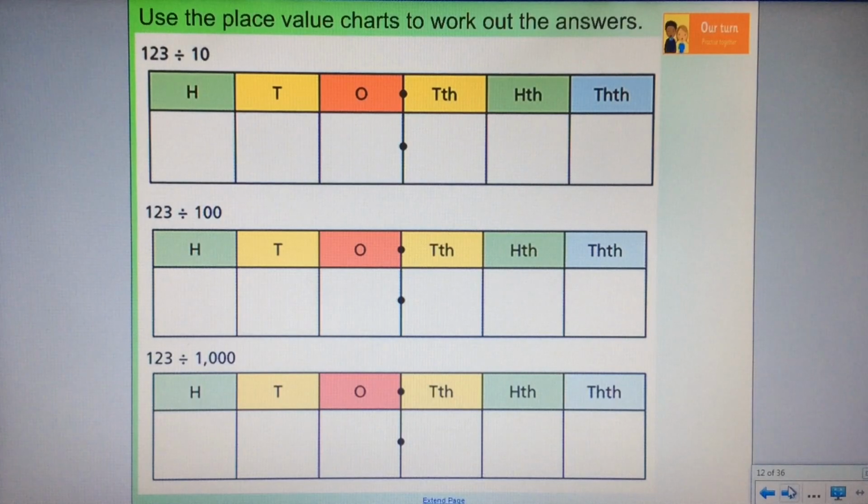Okay, let's have a go at using some place value charts together to work out the answers. So you've got 3 questions here, 3 place value charts. You might like to draw the counters, or you might like to just put the digits in the right place. And remember to think about your decimal point and where it might be in your answer. And be careful with your zeros. Only put a 0 in if you need it as a placeholder. Okay, so have a go at those questions and write your answers down. Come back when you've finished.